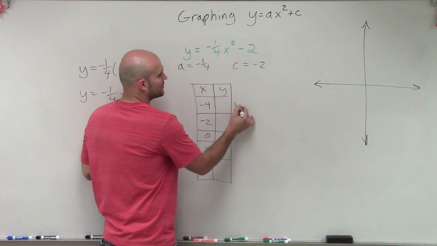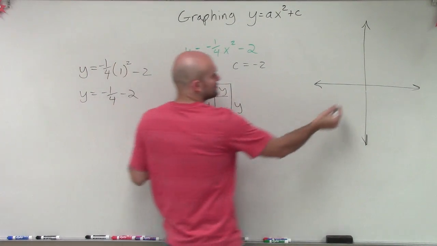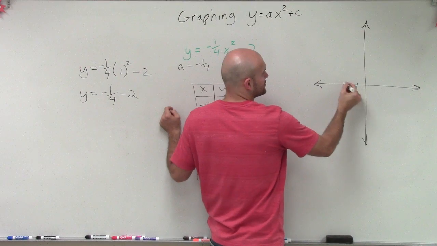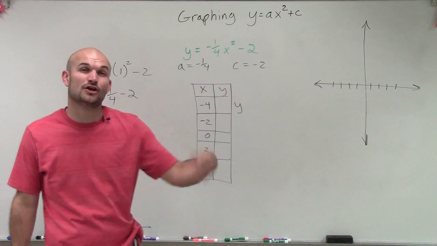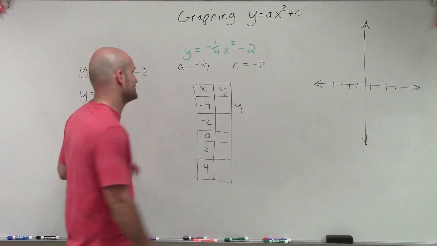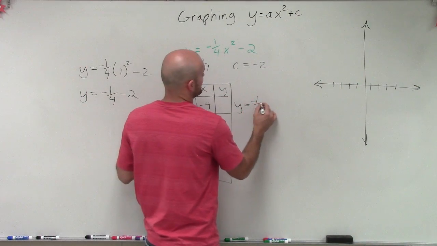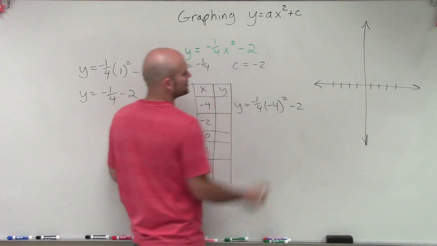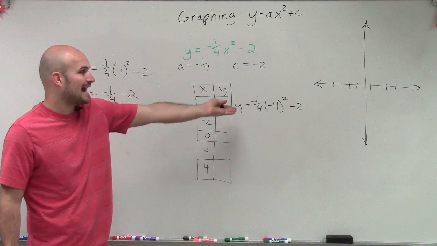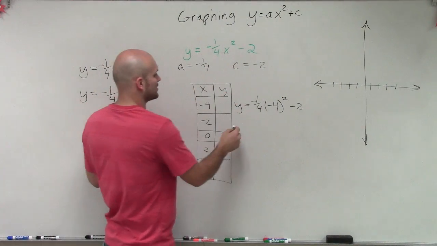So now what I'm going to do is, again, we need to find... I chose x values, x coordinates, 1, 2, 3, 4. Now what I need to do is find the other y coordinate for those exact values. So I have y equals negative 1/4 times negative 4 squared minus 2. Now notice how the c is being added into this equation. It is going to affect our graph.